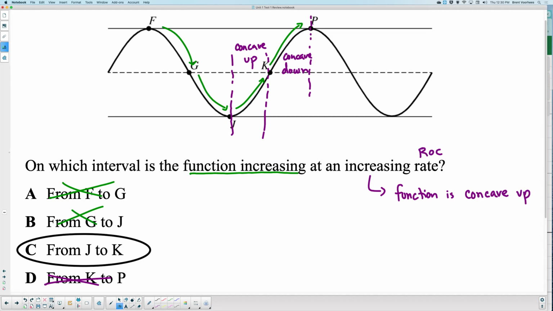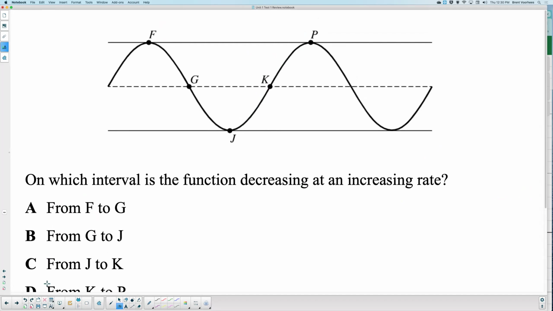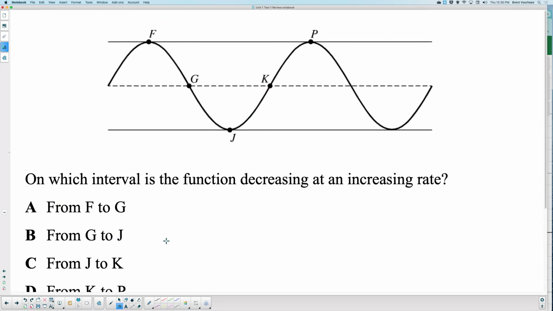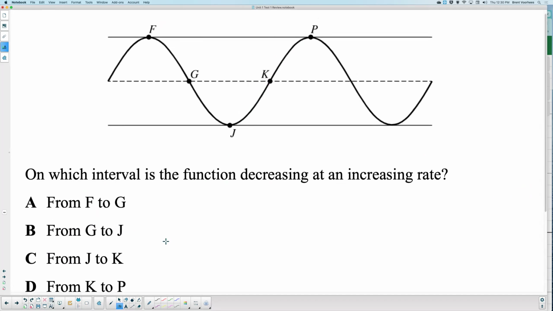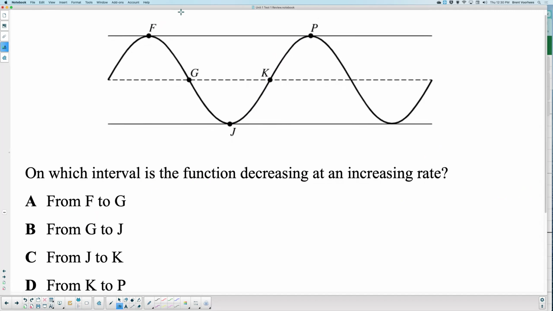Okay, I have one more for these to try. On which interval is the function decreasing at an increasing rate? I'm not going to pause it as long this time, so think quickly. All right, 5, 4, 3, 2, 1. Y'all are all getting B?